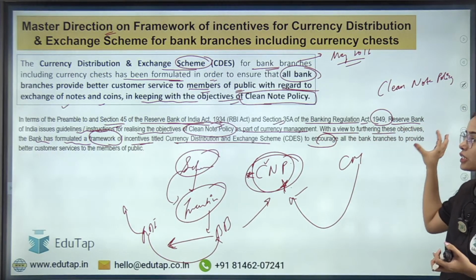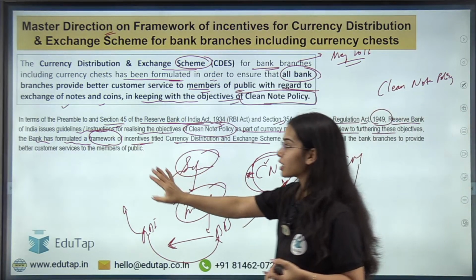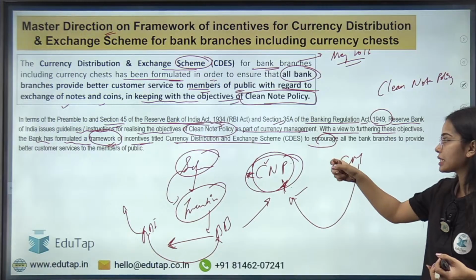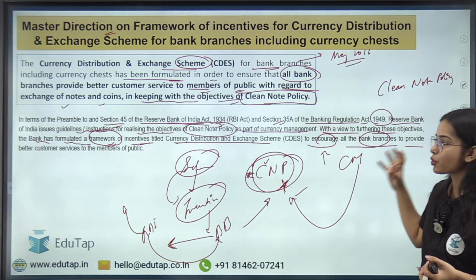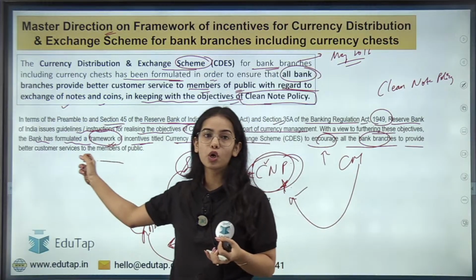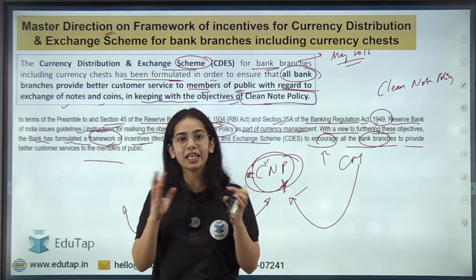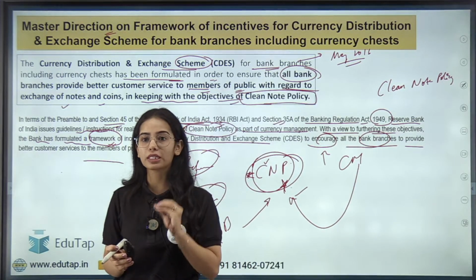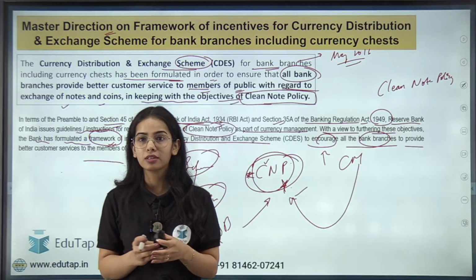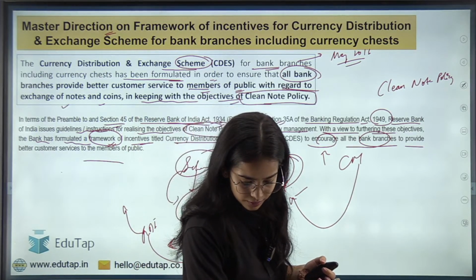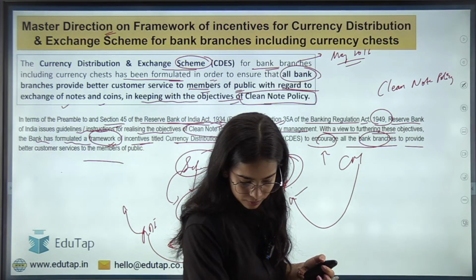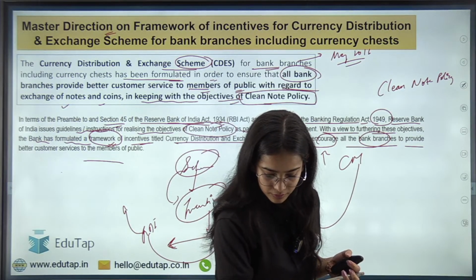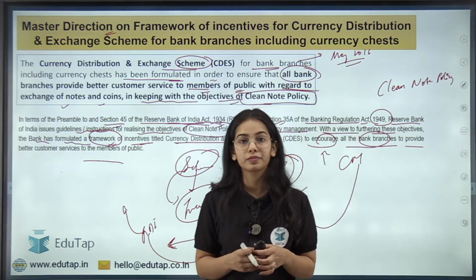So with a view to furthering these objectives of the clean note policy, the RBI has formulated a framework of incentive titled Currency Distribution and Exchange Scheme, to encourage all the bank branches to provide better customer service to members of the public in terms of currency notes. Any confusion in this? Do you understand the basic agenda of the scheme? This is a very important scheme. Is there a lag? Is this clear? Anyone? Any problem? Is this all clear?